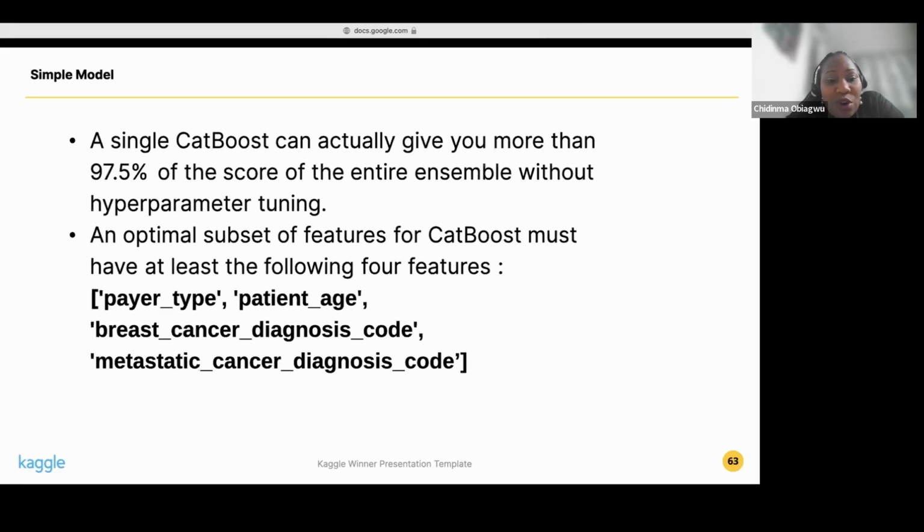So for our model, CatBoost gave us a score of 97.5%, and this we did without any tuning. And then we had an optimal subset of features for the CatBoost. These are the 4 features we had: patient age, PR type, the breast cancer diagnosis code, and the metastatic cancer diagnosis code, which were even among the first 10 important features in the order of importance.